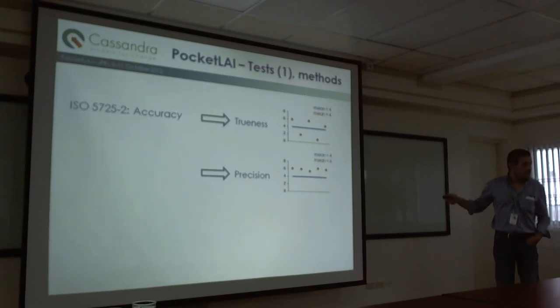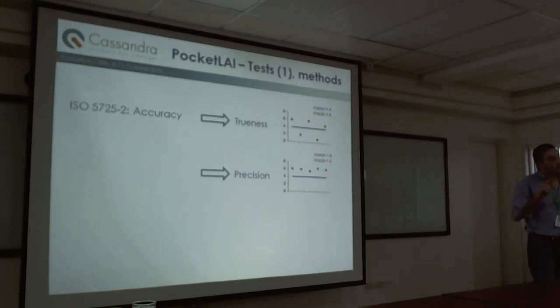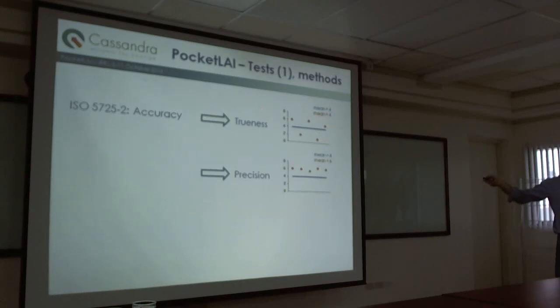This is the mean, this is the reference value. Here you have the values of your replicates. You see that the mean is 6. So it's useless, this method? No, it's not useless. It's very precise. The trueness is very low, but it's very precise.